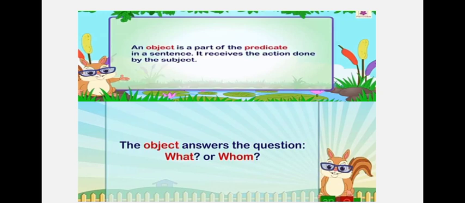Now, an object is also a part of a sentence, okay? It is also a part of the predicate. We will find the object inside the predicate and it receives the action done by the subject. So, likewise, the object answers the question what and whom. To identify the object, you just have to ask the question what or whom. Let us see the next slide.